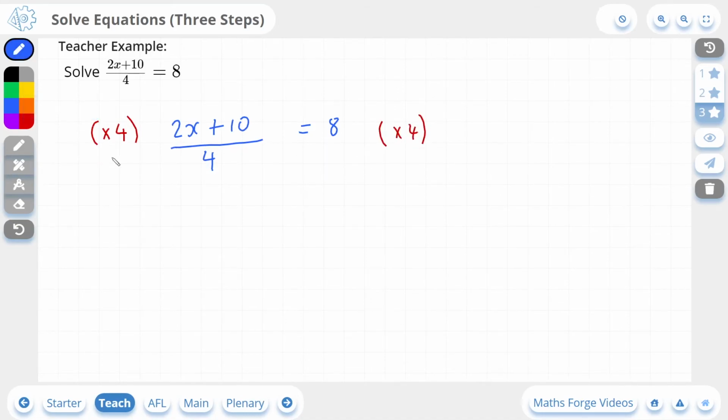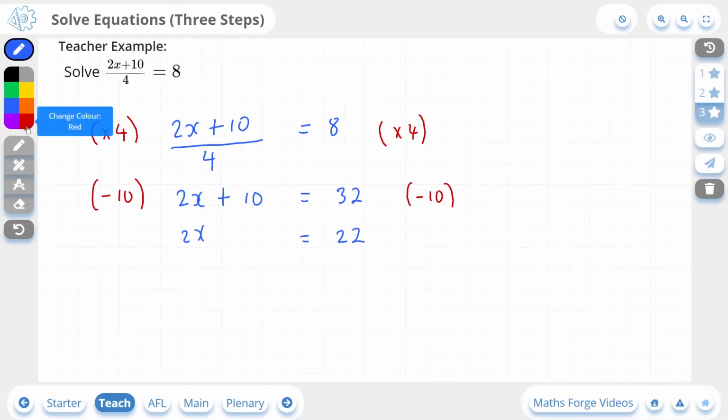It's going to leave us with the following. A divided by 4 and a times by 4 cancels out, and it just gives us the numerator, which is 2x + 10. And 8 times 4 gives us 32. We are now left with 2x + 10 on the left. I'm going to get rid of this plus 10, so that's going to be minus 10. And we have to do it to the other side, minus 10. This is going to leave us with 2x, and it's going to leave us with 32 minus 10, which is 22.